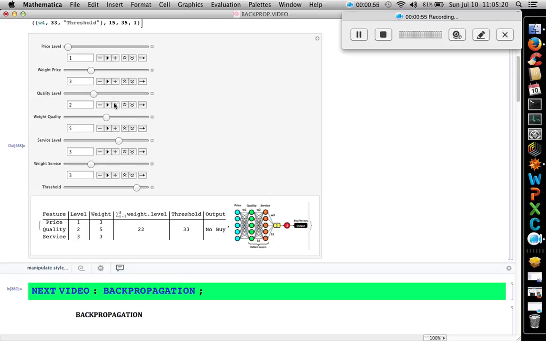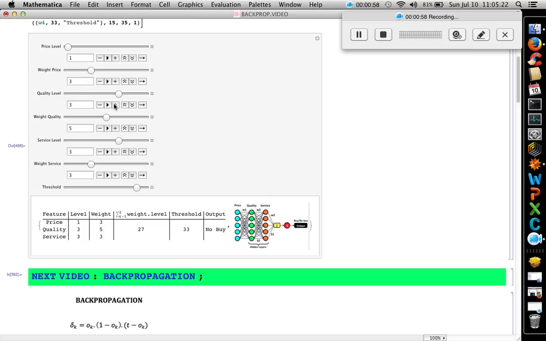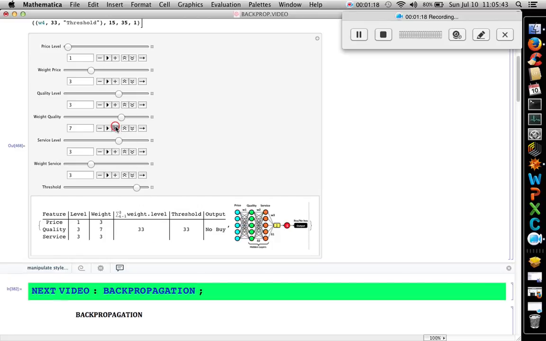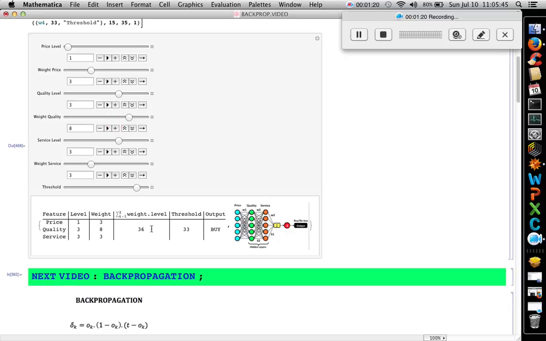Let's increase the quality level. 27. Not yet. Let's increase the weight of quality, the weight of perceived quality, that's involvement with our product. 6, 7. Okay, 33. And then 36. Then the client buys.